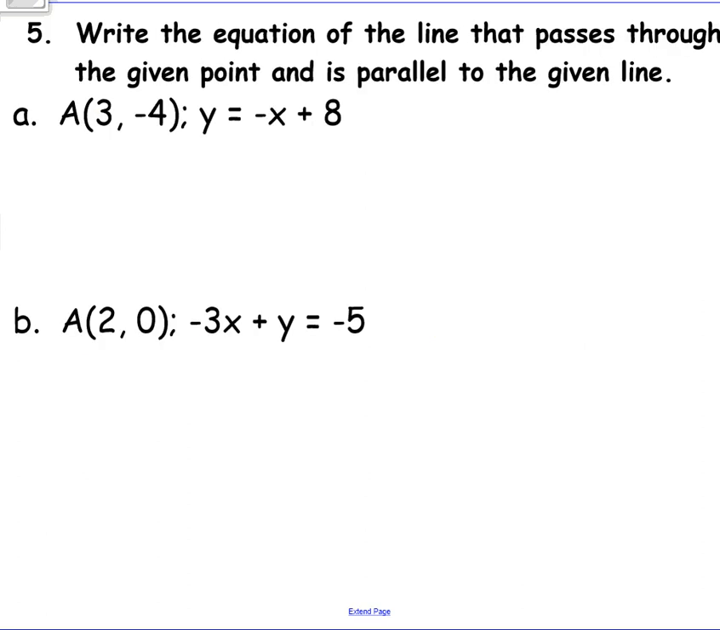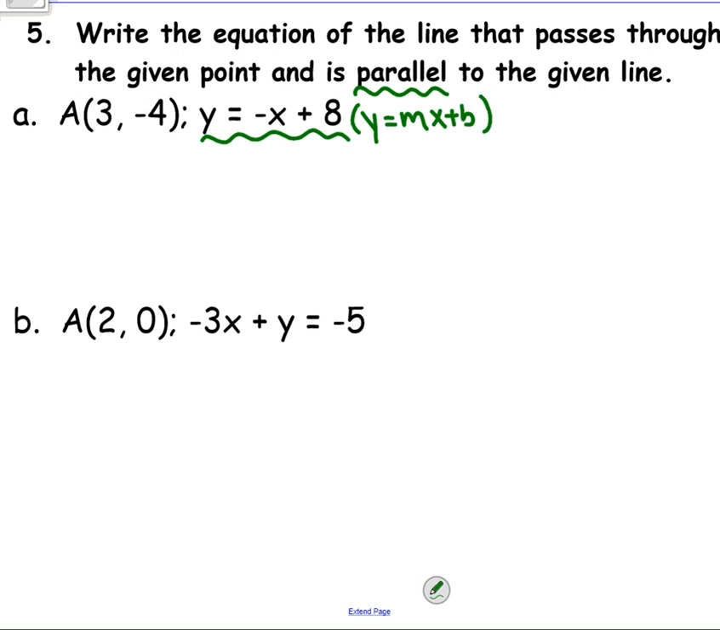So we bump forward to question number 5. Question number 5 says, write the equation of a line that passes through the given point and is parallel to the given line. So we've got two problems where we're going to work with coming up with parallel lines. So what we're going to do here is the first thing, I'm going to take the equation that was given to me, and it's nicely written in slope-intercept form. Remember, the slope-intercept form is y equals mx plus b.